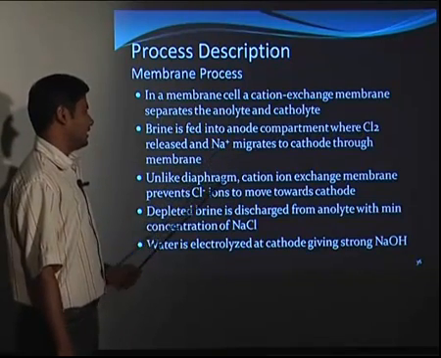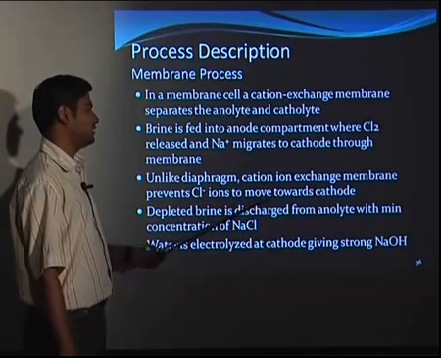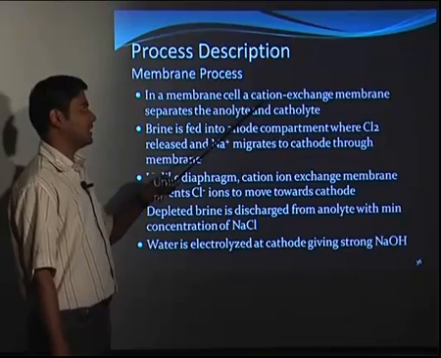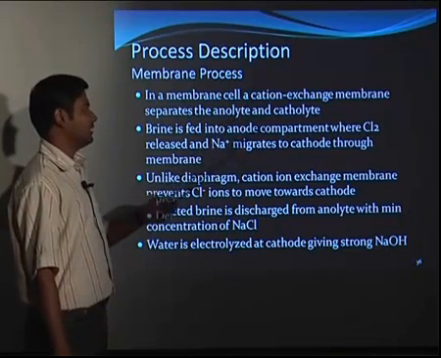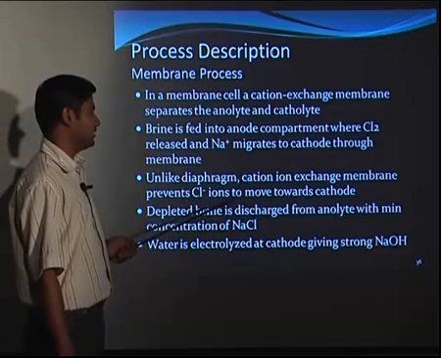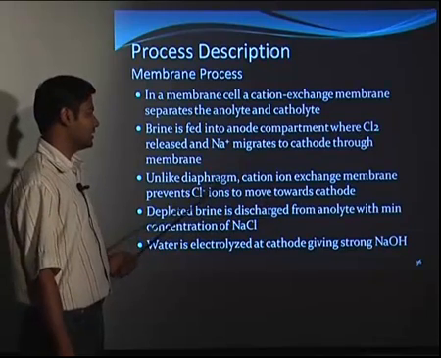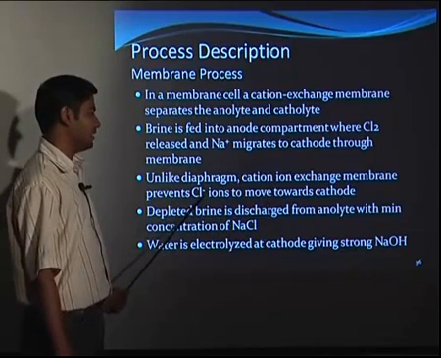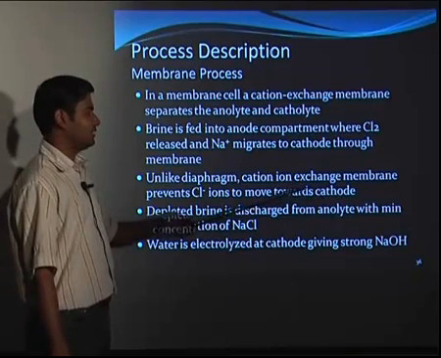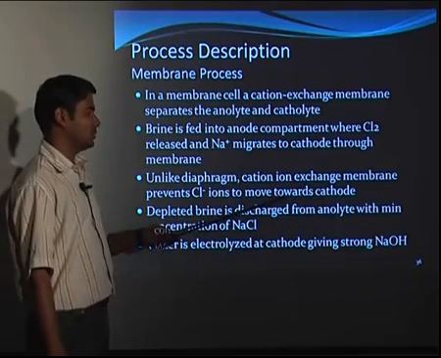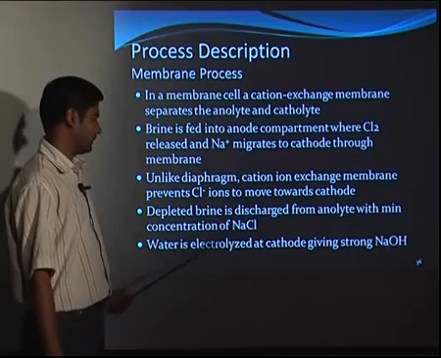Unlike the diaphragm, the cation exchange membrane prevents Cl- ions from moving towards the cathode. As we have seen, only the Na+ ion is allowed to pass through it, whereas the Cl- ions have the same charge as the membrane, so they repel each other. That prevents Cl- ions from going toward the cathode region, so we get the cathode region product in purer quantity, and the Cl- ions will be less over there.